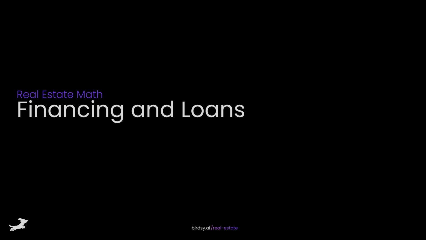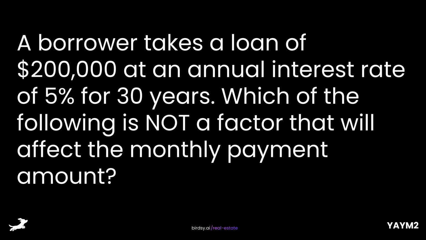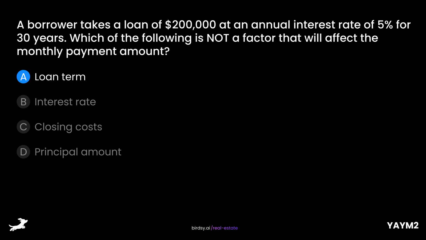Financing and loans. A borrower takes a loan of $200,000 at an annual interest rate of 5% for 30 years. Which of the following is not a factor that will affect the monthly payment amount? Is it A, loan term, B, interest rate, C, closing costs, or D, principal amount? The answer is C, closing costs.